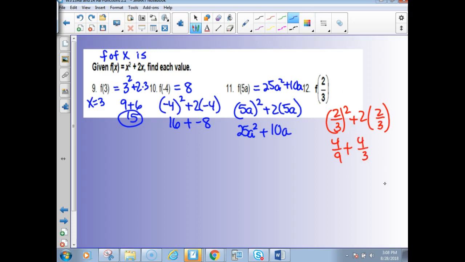To combine these fractions, you must have a common denominator. So this is all review. Multiply top and bottom by 3 on the second fraction. We got 4/9 plus 12/9, so that's going to be 16/9.